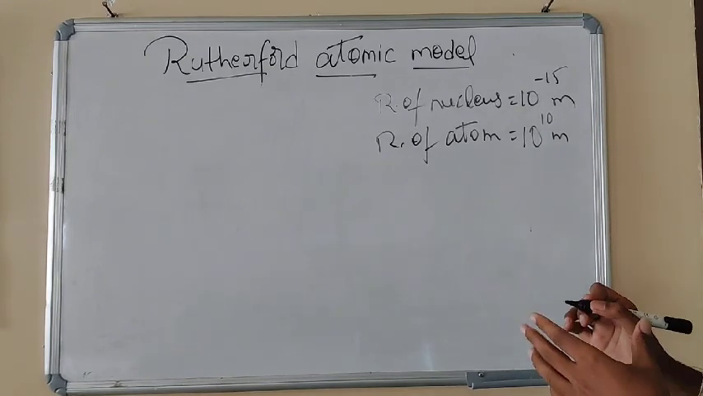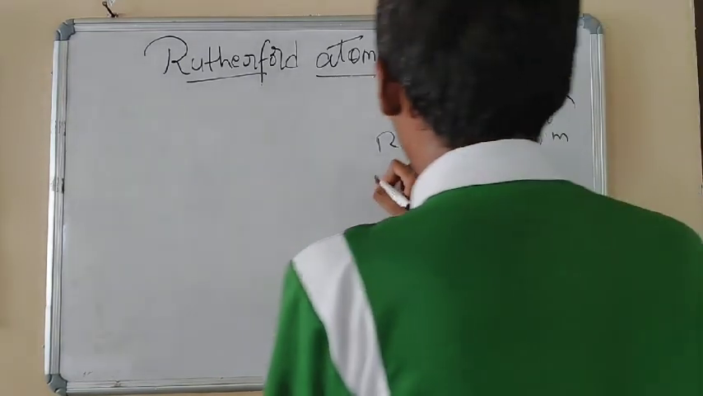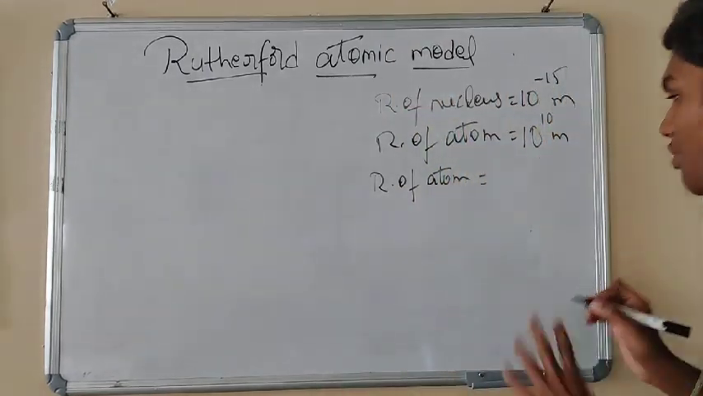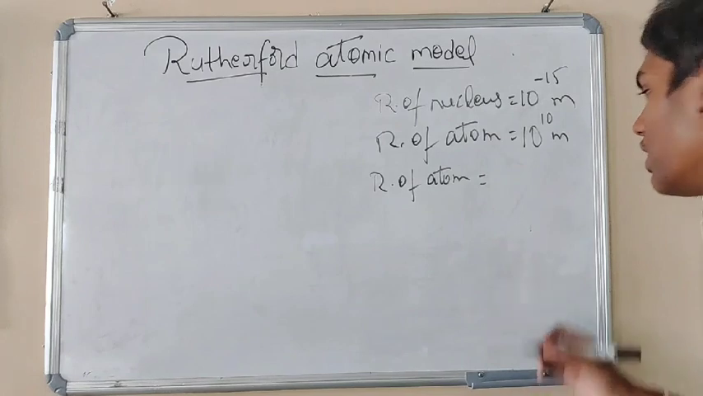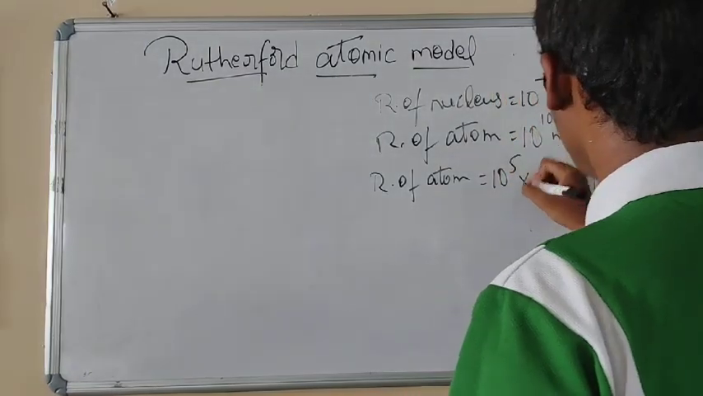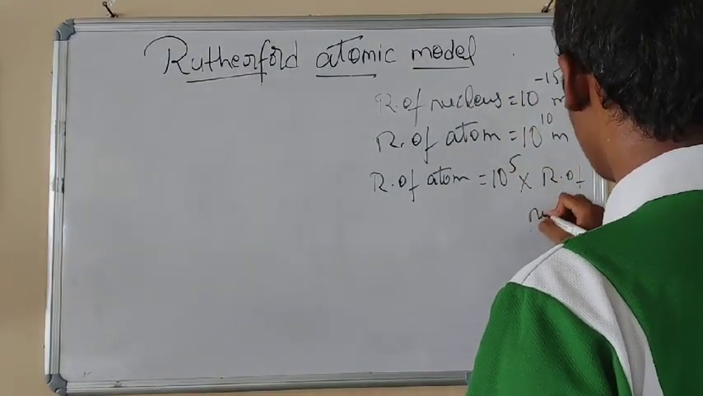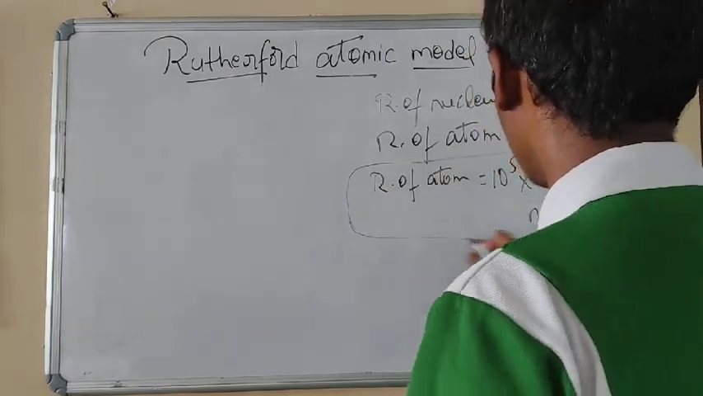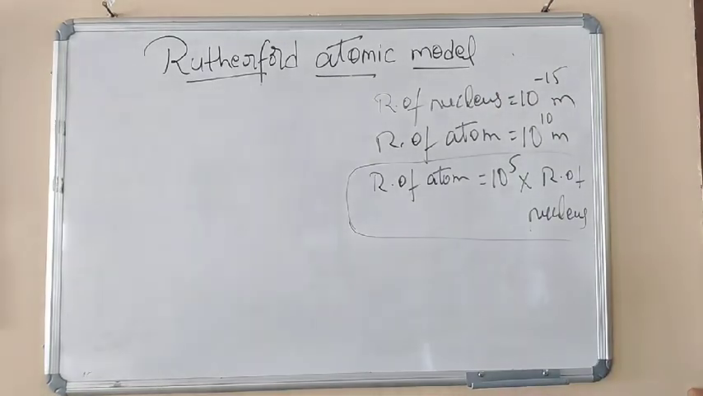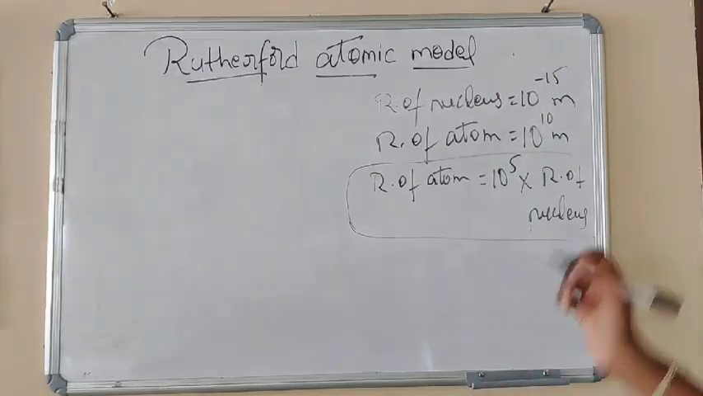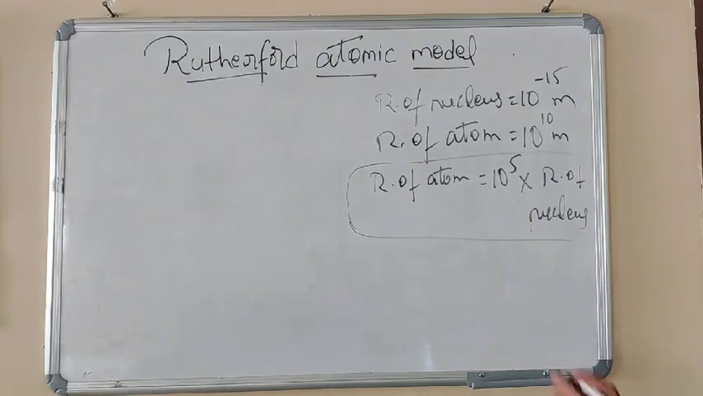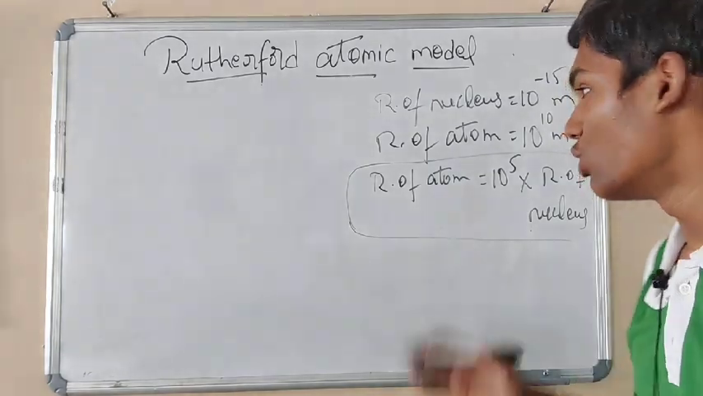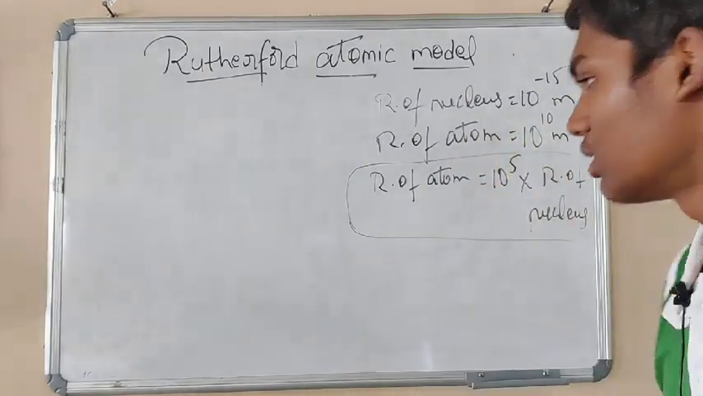Now, we can say that the radius of atom is 10 power 5 times the radius of nucleus, right? The radius of atom is equal to 10 power 5 into the radius of nucleus. Now, this is the comparison according to radius. Now, let us compare the volumes of nucleus and atom.